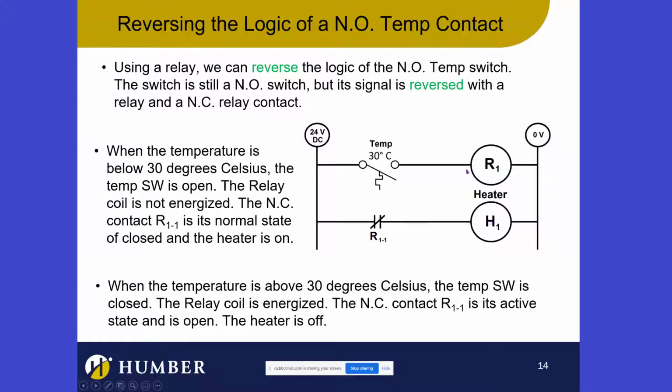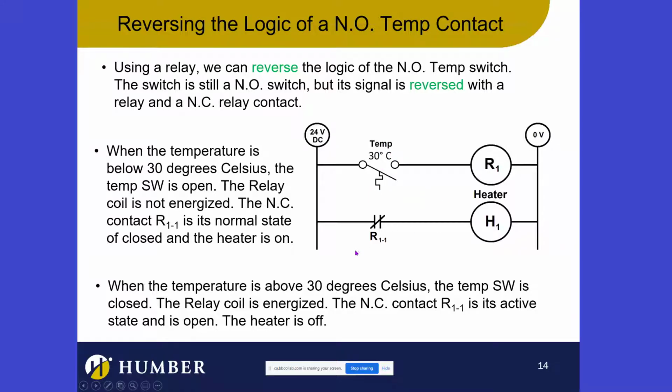So that's pretty cool. What we're doing is reversing the logic of this contact with a normally closed. So we can say, if 30 degrees, then not heater. And we can also say, if not 30 degrees, then heater. If this is not 30 degrees, that is not energized, and this is in its normal state, normally closed, so the heater will click on. So if 30 degrees, then not heater. And if not 30 degrees, then heater.